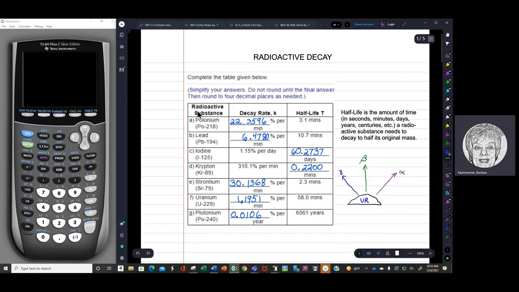Well, here we have some radioactive substances, and we're going to calculate either the decay rate or the half-life. I've given you a kind of in English casual definition of half-life. Half-life is the amount of time, in seconds, minutes, days, years, centuries, whatever, even nanoseconds, I suppose, a radioactive substance needs to decay to half its original mass. And the mass of an object is the stuff composing it. We all have mass.